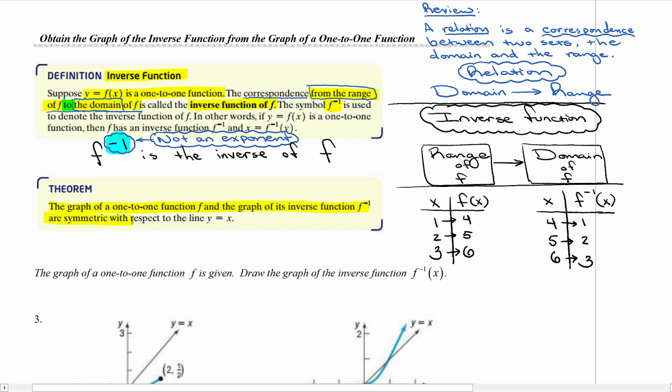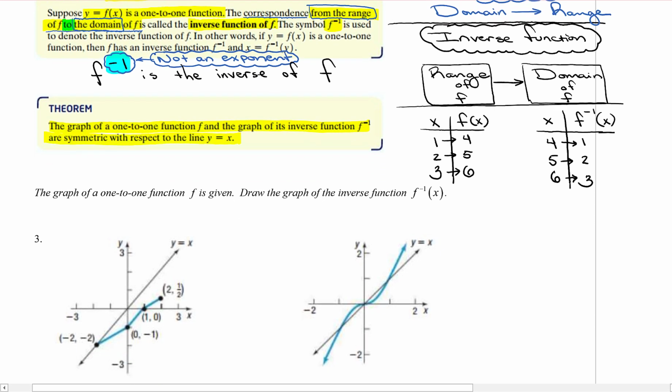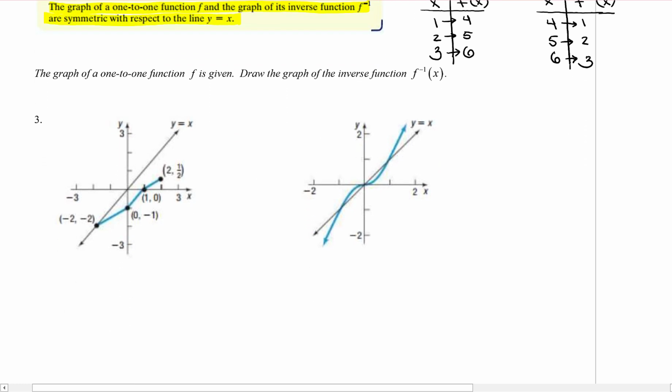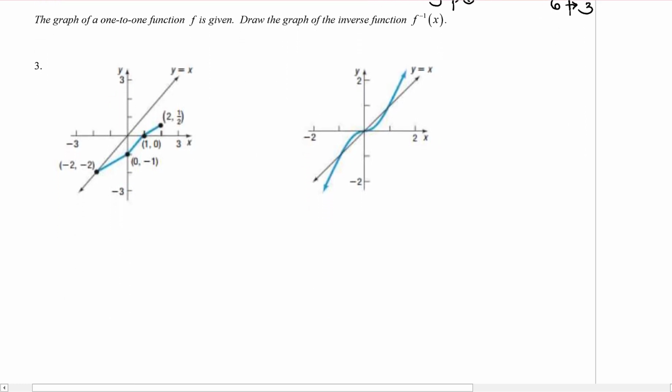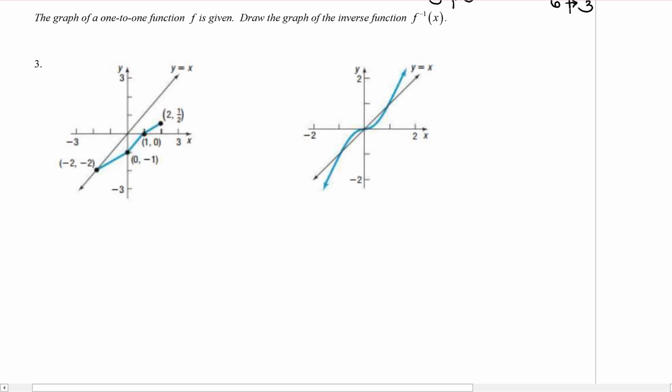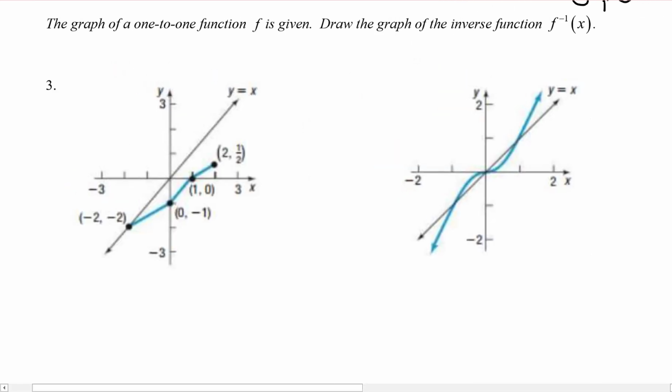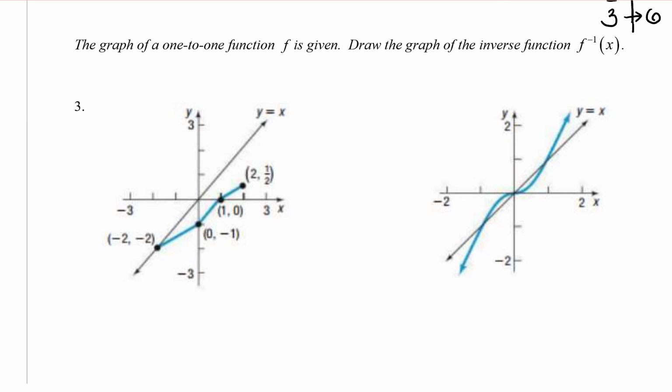The graph of a one-to-one function f and the graph of its inverse function f inverse are symmetric with respect to the line y equals x. So this is very important to remember, and we're going to see this visually, for those of you that are visual learners, right here in this next example. The graph of a one-to-one function f is given. Draw the graph of the inverse function f inverse of x.